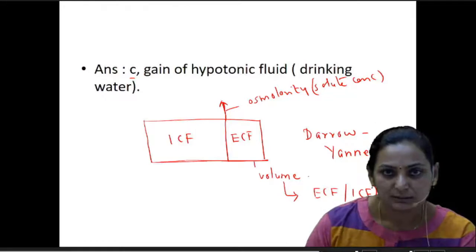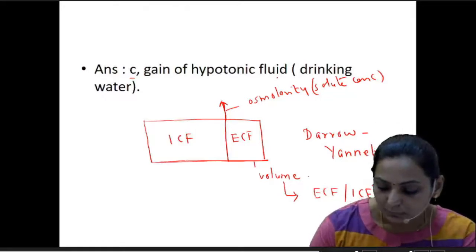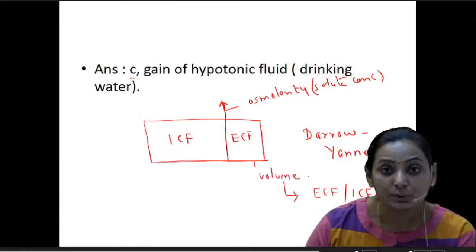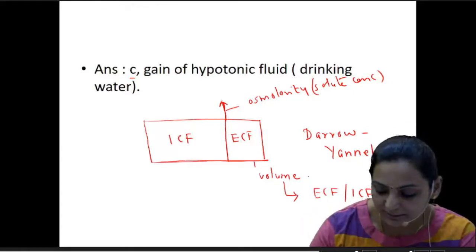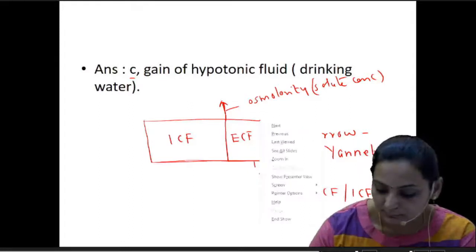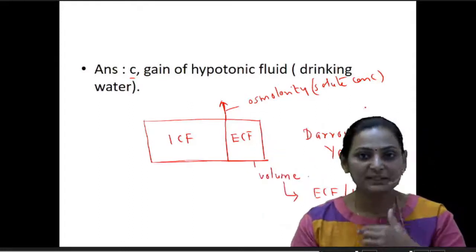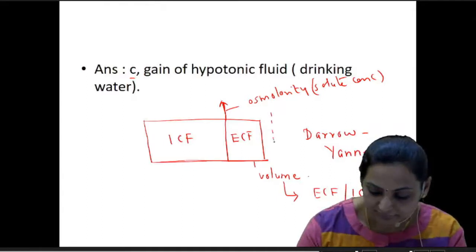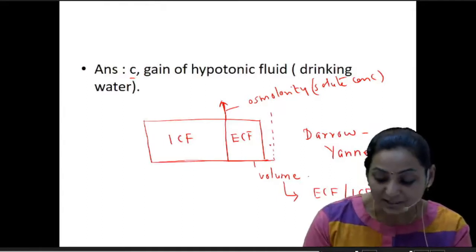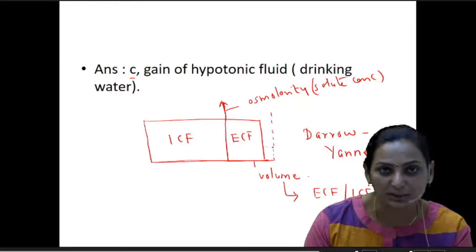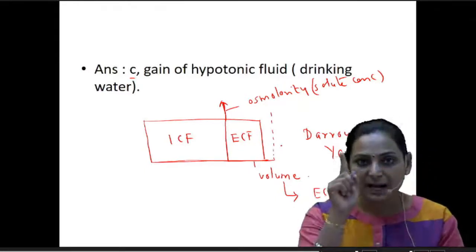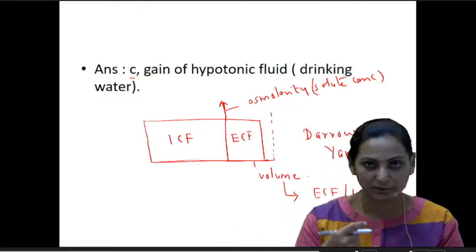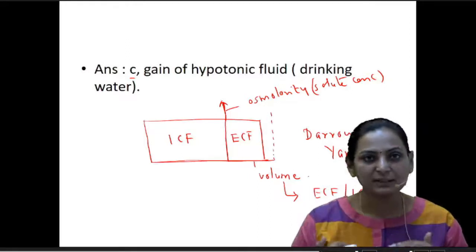Now when just water is drunk, what are you going to do? When we drink water, we have increased the ECF. Water will go into the ECF, not into the ICF. So you have increased your ECF. Therefore, the dashed line is going beyond the solid line because we are drinking water. So water is added to my ECF.